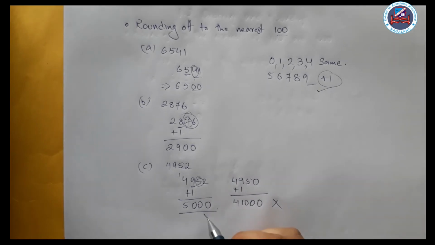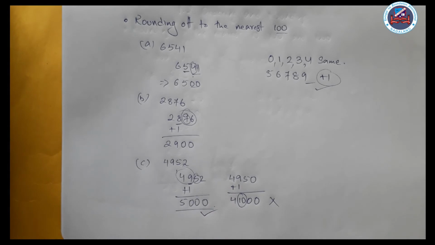41000. This is wrong and this is the correct way to do it. You will add 1 here, 9 plus 1 10, so that is wrong. So you have to look at 49 as one number. 49 plus 1 is 50 and the 2 zeros at the back. This is how you round off to the nearest hundreds.